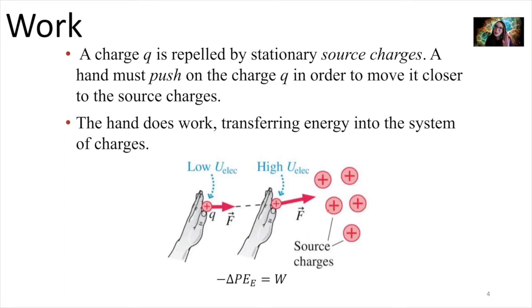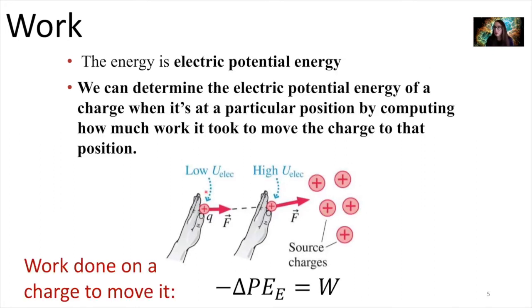So we have to do work to move our charge from here to here. We have to transfer energy into the system in order to move this charge, because this charge wants to be away from these source charges, not close to it. The work that we do in this situation is minus our change in electric potential energy. Our potential energy when we're at point B here, minus our potential energy when we're at point A here. The potential energy associated with our kind of charge system is what we call the electric potential energy.